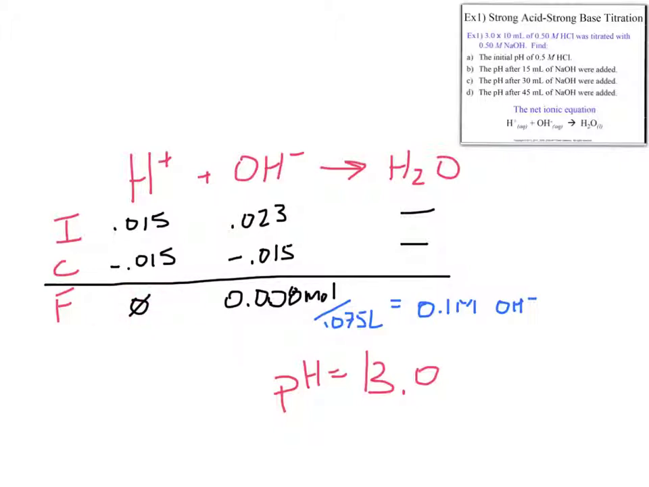So now we're going to enter into the basic range, because if we have more OH minuses, not enough H pluses to cancel it out, we're going to wind up with some extra hydroxide at the end. We're going to have 0.008 moles. So now that we've added 30 milliliters of HCl and 45 milliliters of NaOH, that is 75 milliliters, which means we have 0.1 molar hydroxide. Take the negative log of that to get the pOH, subtract it from 14 to get the pH, and find out the pH of this solution now is 13.